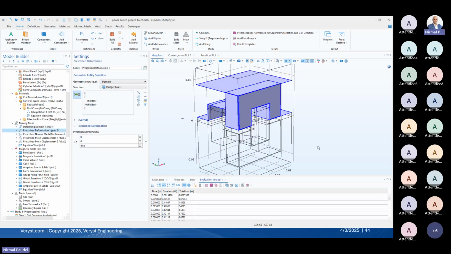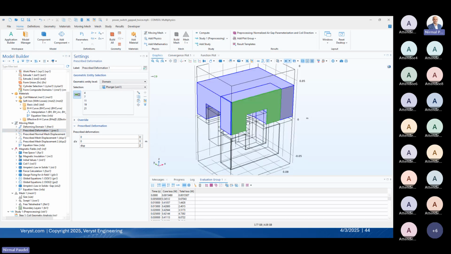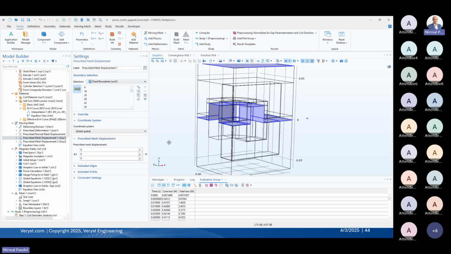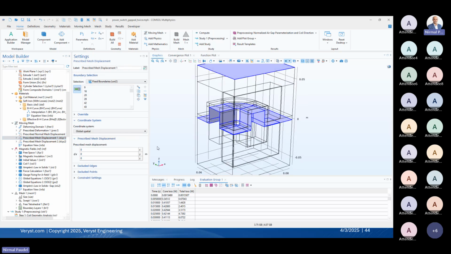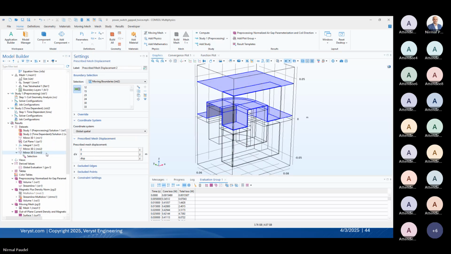And we have this region here as a prescribed deformation. So it's not only the plunger, but we're also moving the ear next to it so that it's easier for meshing. This mesh is not moved, but these two boundaries on the top and bottom are fixed because they don't move here. But this one follows the displacement that's being calculated by the global equation.